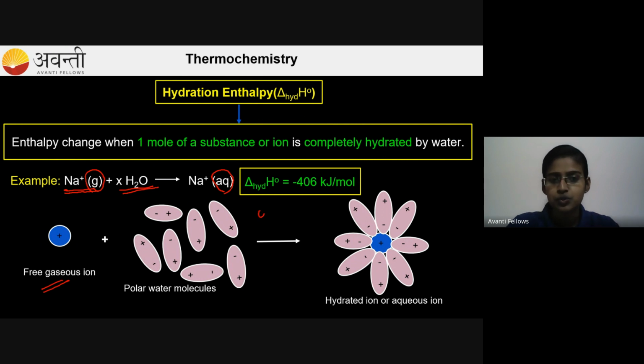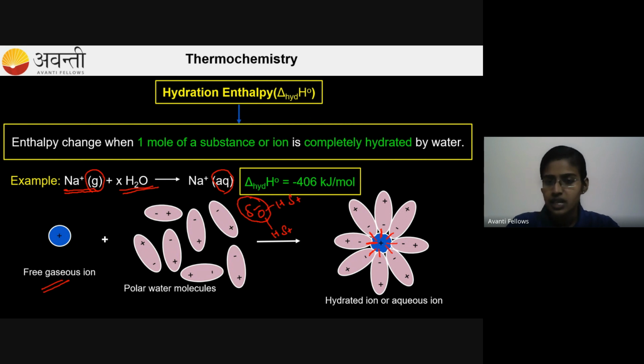Mostly for H2O, oxygen is the negative end and hydrogen is the positive end. So partially positive for hydrogen and negative for oxygen. The negative end of this water molecule will come and interact with the sodium cation, and that's how they have formed this bond. That's how the bond is being formed for this cation and the water molecule.